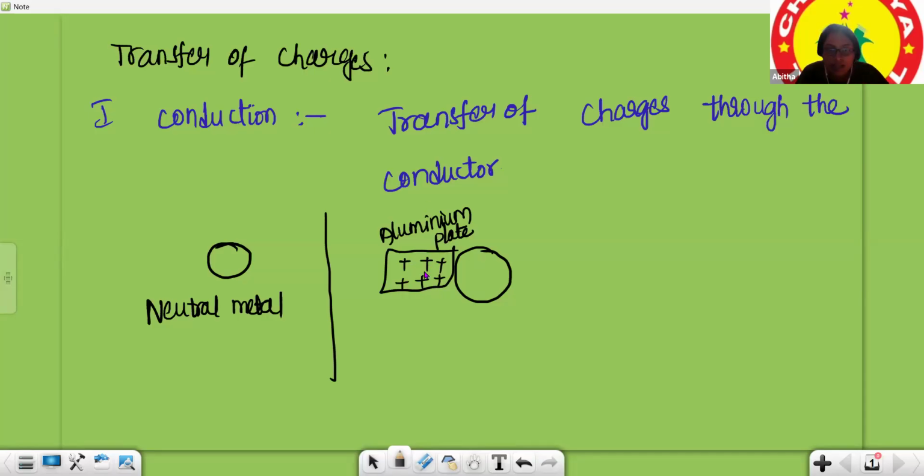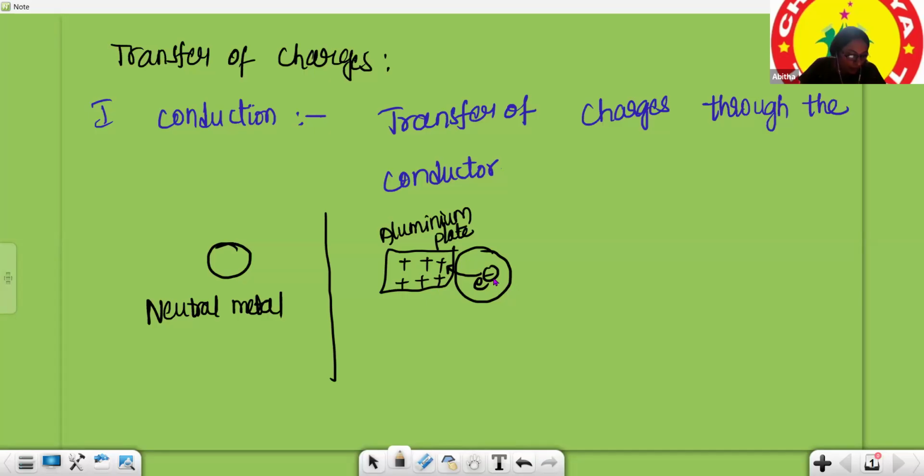So what is this having, students? Plus charge. It means if this aluminum plate has plus charge, what about the electrons? Electrons are low or high in this aluminum plate? Low. Good. Electrons are nothing but negative charge. So plus charge indicates there are more plus charges, fewer electrons. So transfer of electrons takes place from this neutral metal to the aluminum plate. Understand? So electrons are in excess in this one.